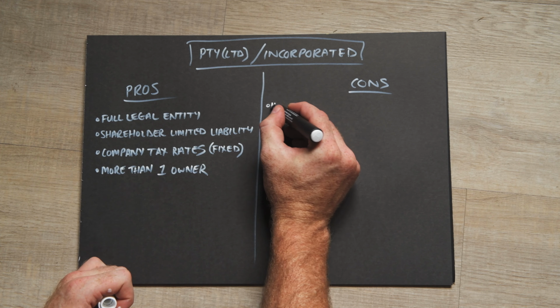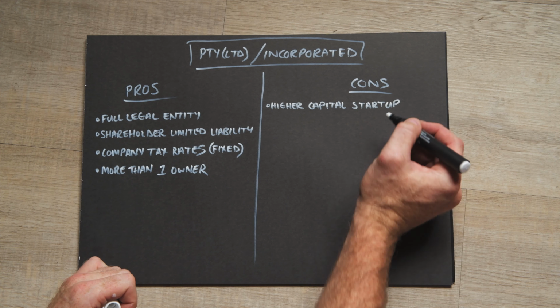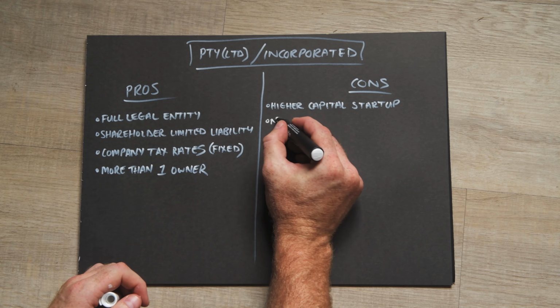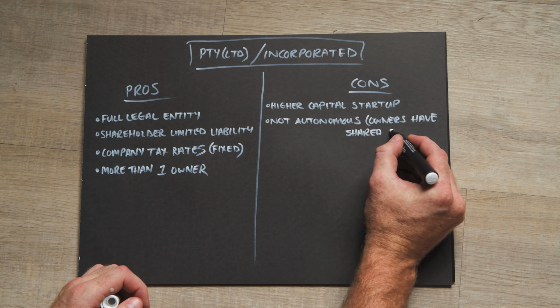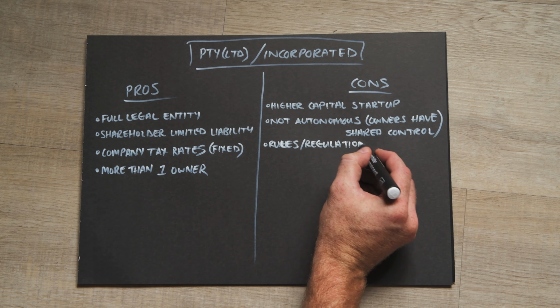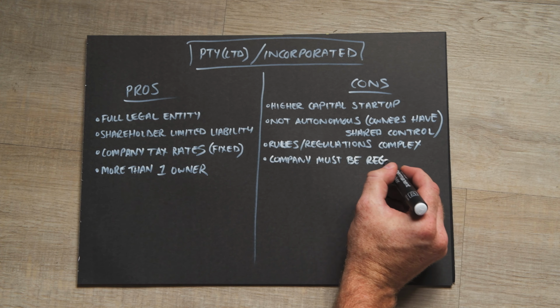On the con side, a Pty Limited or incorporation requires a higher startup capital than that of a sole trader. There's already that outlay of capital that you need to buy a shelf company and rebrand it, or the incorporation fees to begin with. You no longer have autonomous control. All the directors in that company have control over your business. The rules and regulations are going to be a little bit more complex. Fourthly, that company needs to be registered. In South Africa, that would be with the CIPC, which is the Companies and Intellectual Properties Commission.